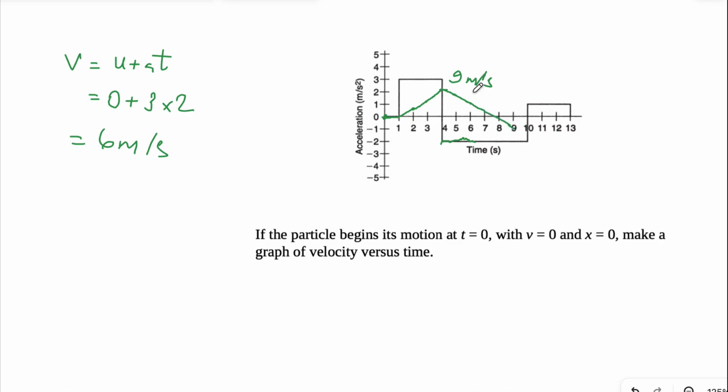At 9, how many seconds have elapsed? 1, 2, 3, 4, 5. 5 seconds have elapsed at t = 9.